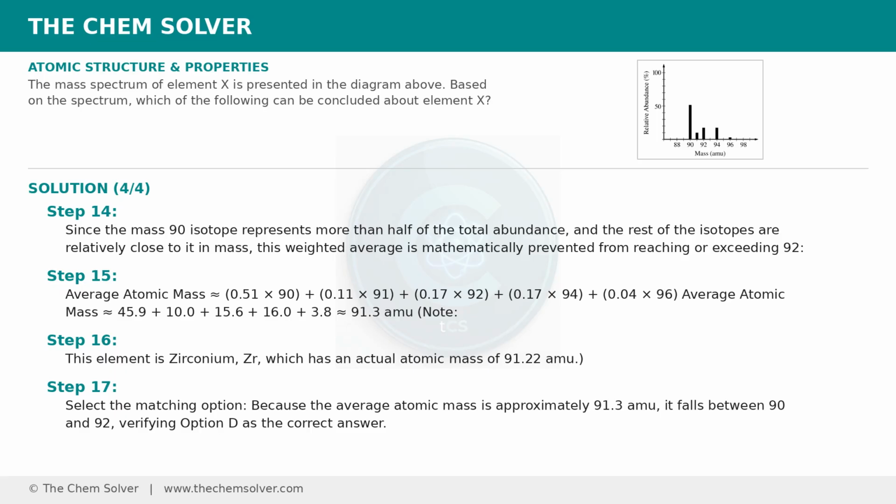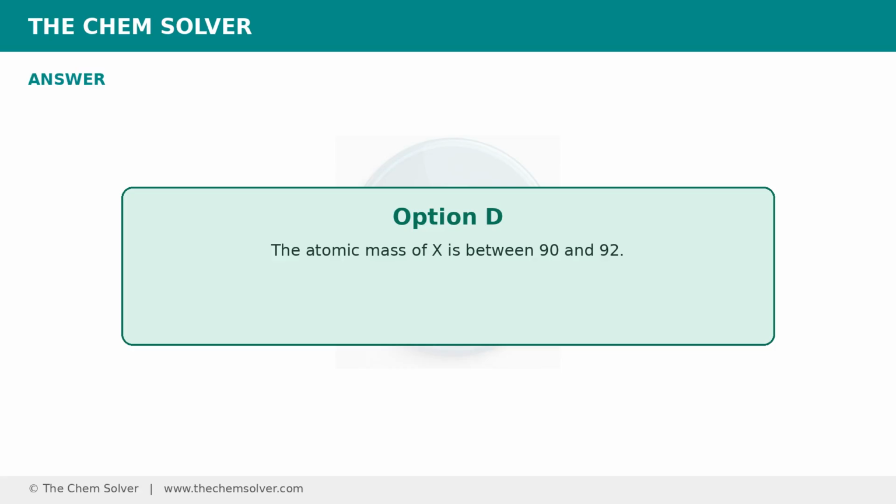Select the matching option because the average atomic mass is approximately 91.3 AMU. It falls between 90 and 92, verifying option D as the correct answer. The correct answer is option D. The atomic mass of X is between 90 and 92.